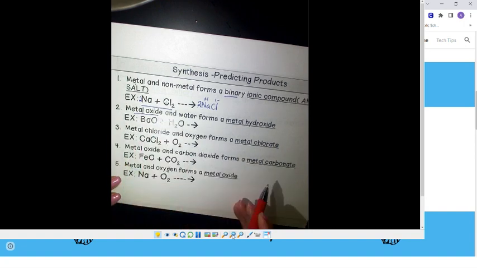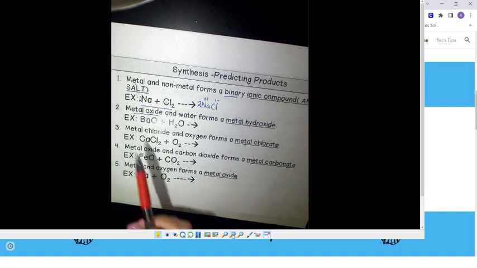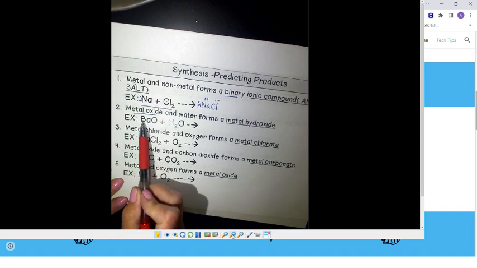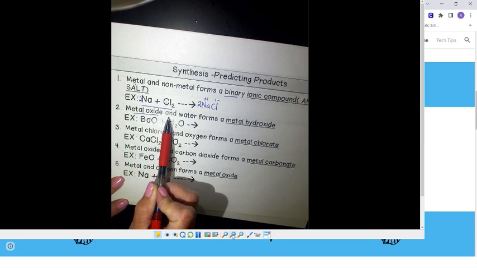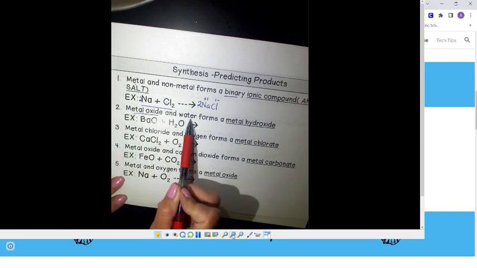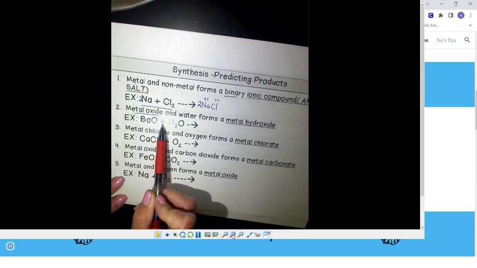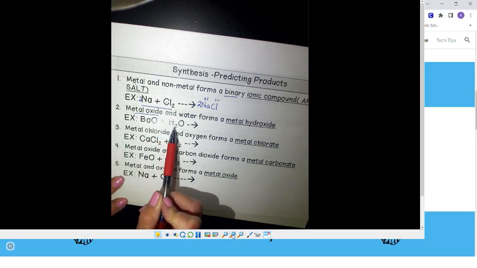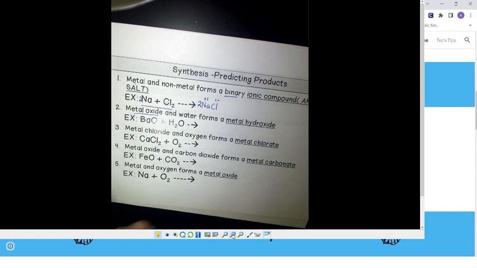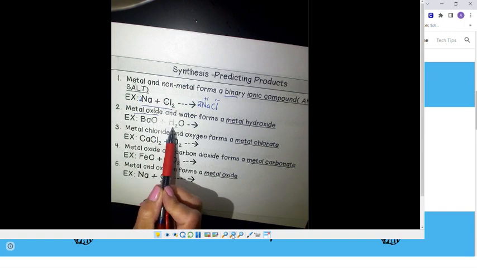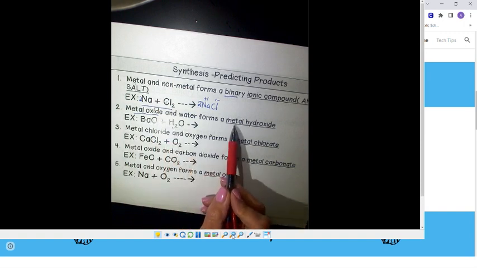If we have a metal oxide, again, this is on your reactant side, we're going to have to come up with the products on our own. If we have a metal oxide, so metal combined with oxygen, and it combines with water, so the metal oxide plus water will always form a metal hydroxide. So the atoms just rearrange, and we're going to come up with the compound. So if we have a metal oxide plus water, we will always get a metal hydroxide.